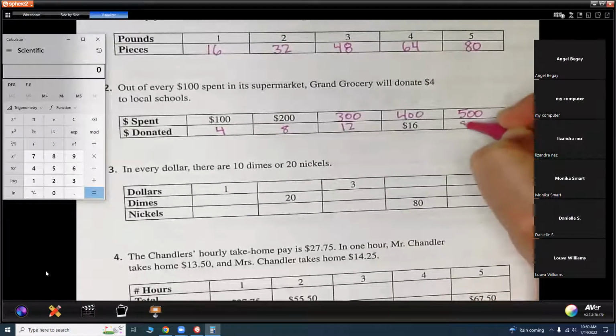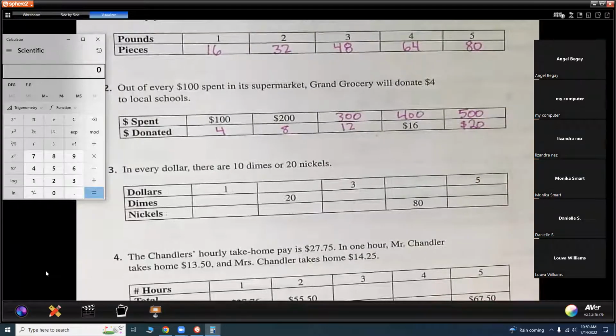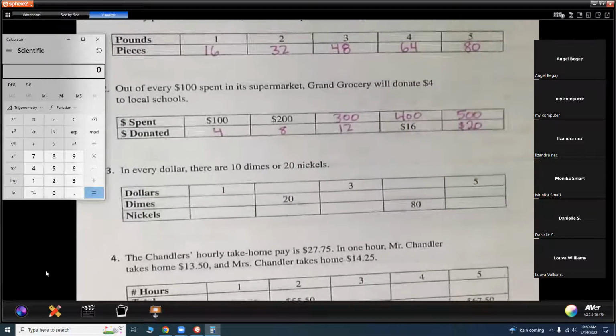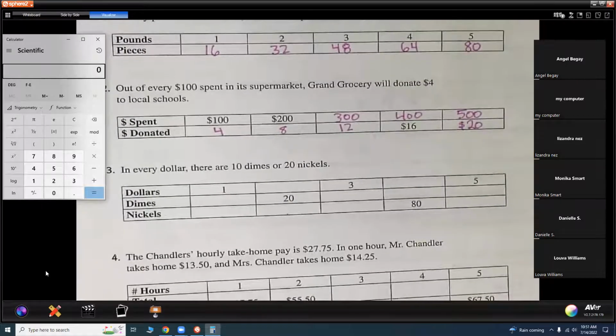Cool. Start spending real big money, there's really not a lot of money donated. I know. I mean, they must have pretty high daily sales, hopefully. Because yeah, I'm like, why don't you just keep the money? Maybe that's why our local schools are so underfunded.